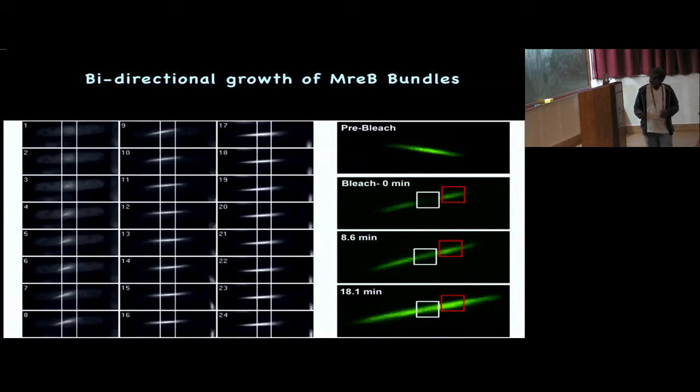So what we were able to show by this artificial system of MreB bundles in the yeast cell is that they grow in a bidirectional manner inside yeast cells. So this is from the point of nucleation. They grow from somewhere in the middle. If they have started, they completely grow in a bidirectional manner. This is more obvious here by a bleach experiment, where we have bleached the fluorescence here, and there is an equal amount of growth on the left-hand side and the right-hand side. So they grow almost equally in a bidirectional manner.